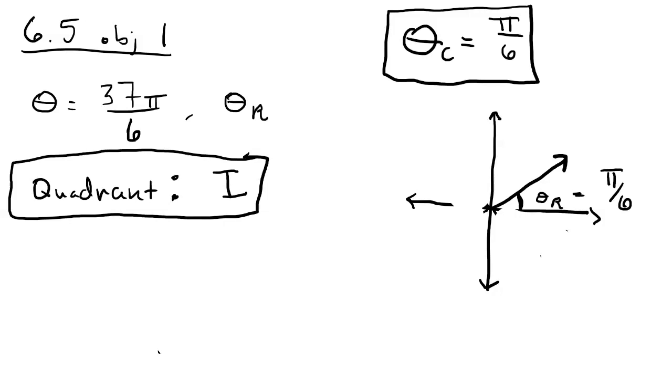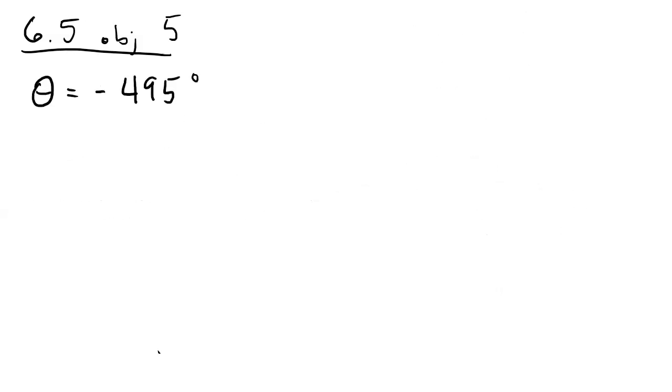This is because, once again, let me emphasize this is in quadrant 1. So if the least non-negative coterminal angle of our original theta is in quadrant 1, then the reference angle will just be that coterminal angle. In this problem, it happens to be pi over 6. So let's move on to another example. One quick note is that I had written 6.5 objective 1. That is not true. This is 6.5 objective 5, the material that's going to be on your homework due Friday.